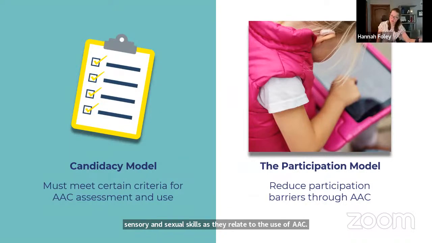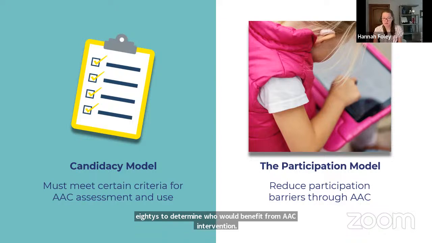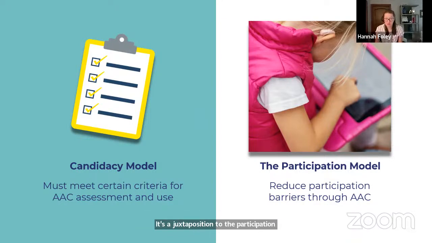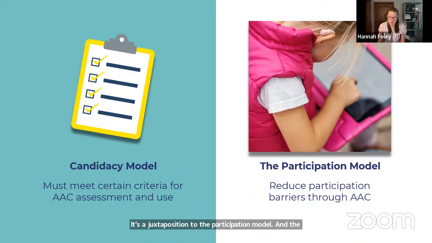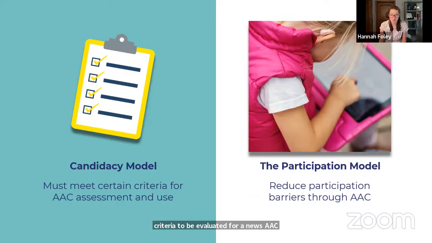The candidacy model was used in the 1970s and 1980s to determine who would benefit from AAC intervention. It's a juxtaposition to the participation model. In the candidacy model, clients needed to meet certain criteria to be evaluated for and use AAC. This often resulted in exclusion to access AAC due to performance on formal testing, their medical diagnoses, and/or the results of their response or benefit from previous communication services and interventions.